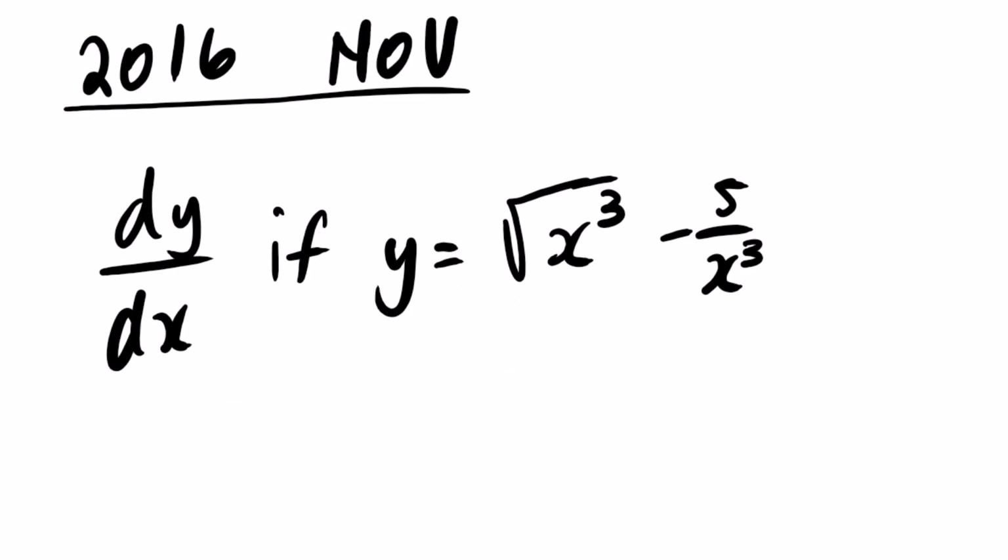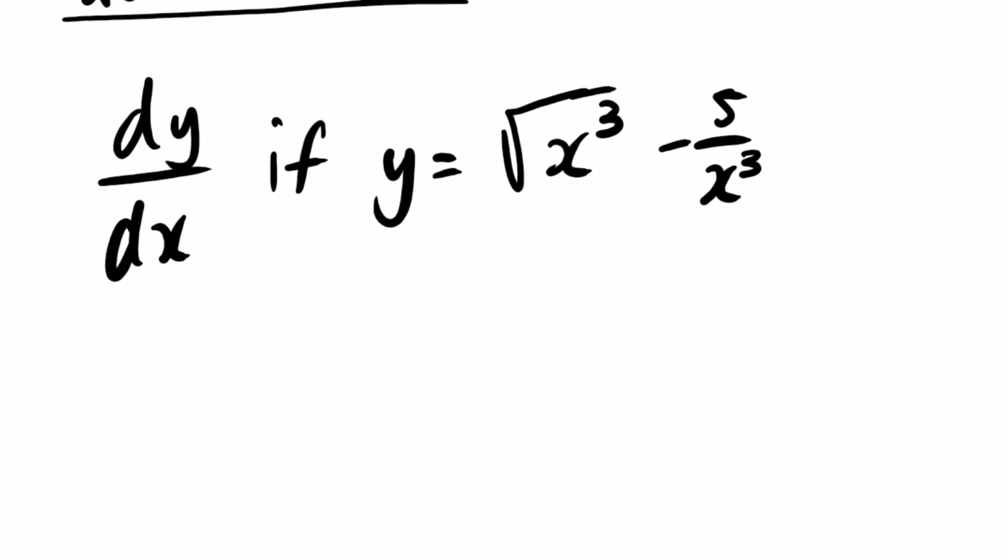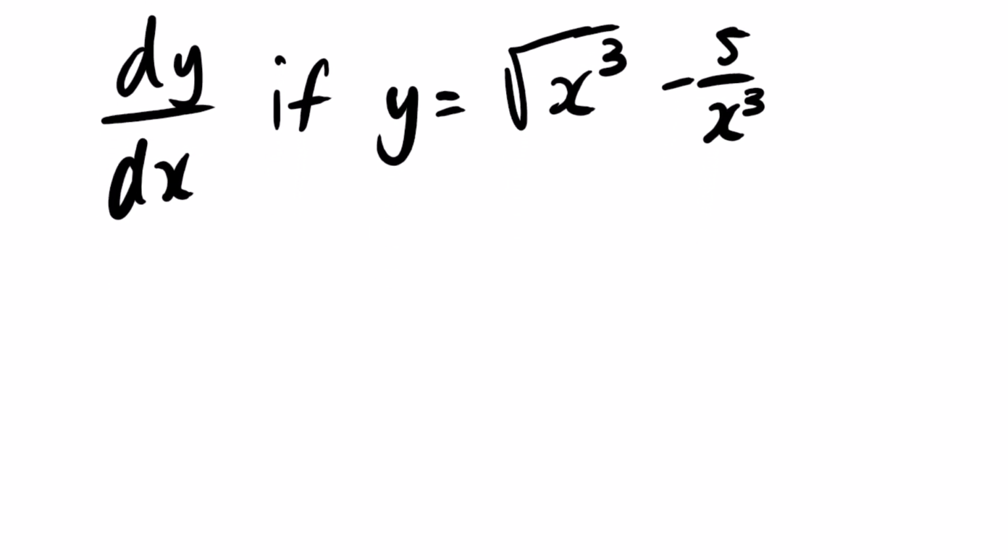Our next question is based on 2016 November. Now remember, we only focus on rules of differentiation, differential calculus. Now we have this particular question, which is saying we must find the derivative of y equals the square root of x to the power 3 minus 5 over x to the power 3. Now how do we do this? Remember, we must simplify the fraction and also the radical sign.